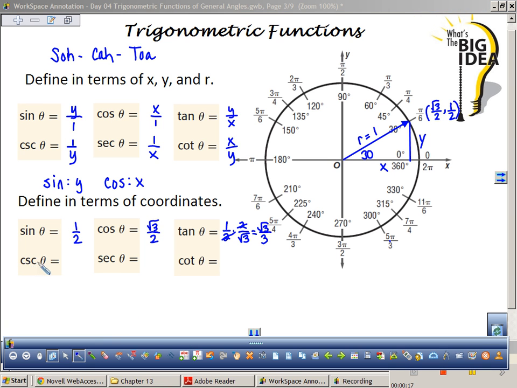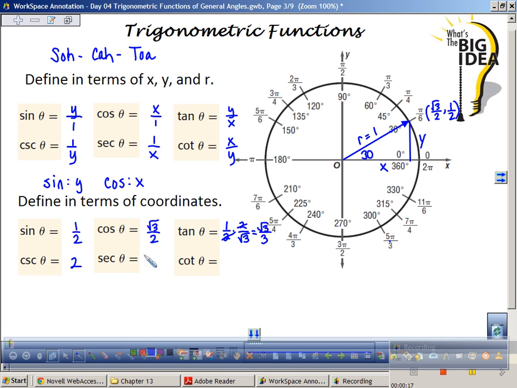Okay, what about this one? Secant. You can't have a root in the denominator, so 2 over root 3 would really be 2 root 3 over 3. And what would this one be? 3 radical 3 over 3 after I simplified it? Right?